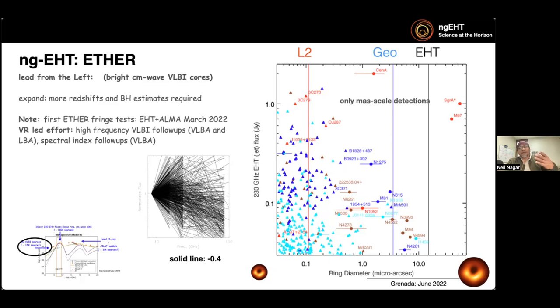And we have these proposals with the EHT. The first one ran in March, and we've now proposed for more to start to eat into these with fringe tests with the EHT plus ALMA and see which are the best sources. So this part, in some sense, we've got our database set up, and what we're missing is redshifts and black hole mass estimates for many of these objects, which we are working on with bespoke proposals, basically to follow these up.